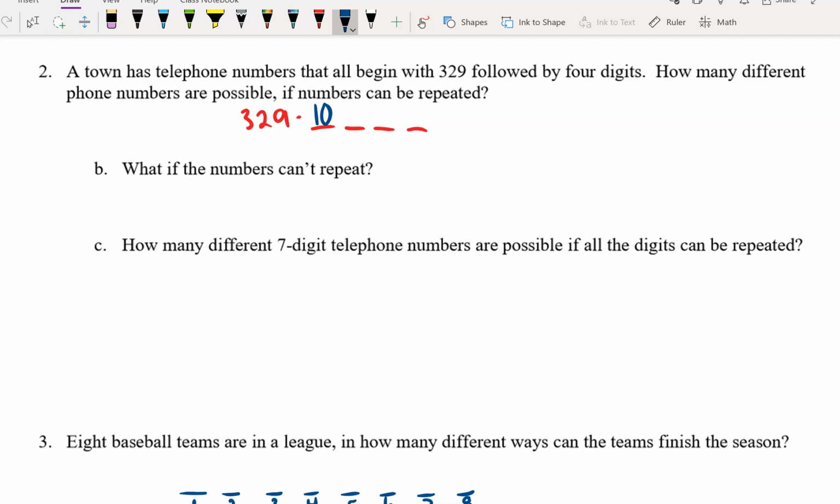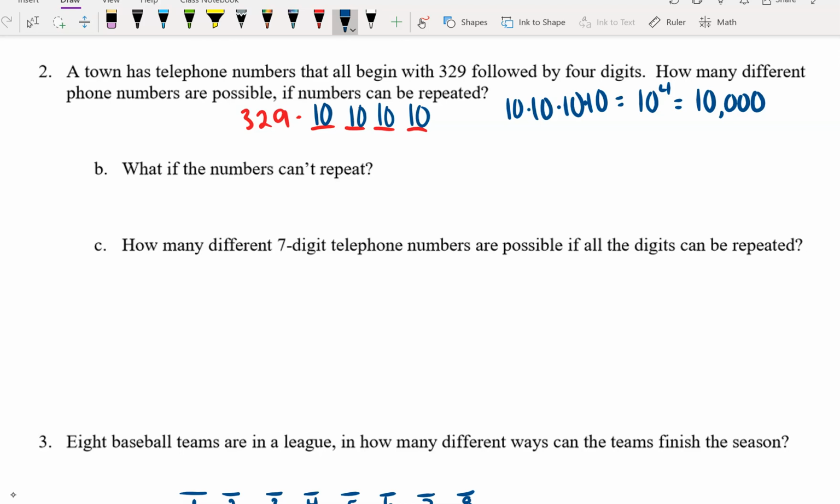If numbers are being repeated, then there could be 10 different options for the second one as well. 10 different options here, 10 different options here. So we have 10 times itself 4 times. The fundamental counting principle gives us 10 to the 4th power, or we could write that as 10,000 different options for phone numbers if the digits can be repeated.